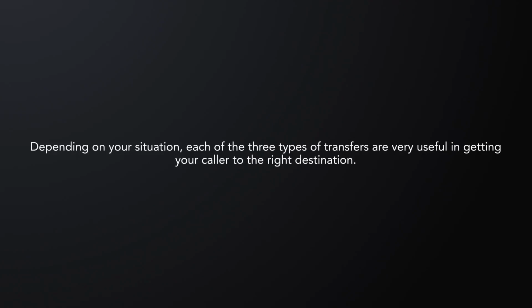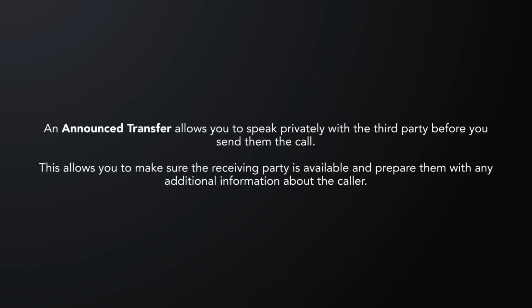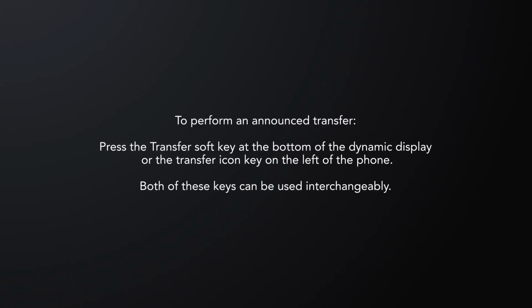Depending on your situation, each of the 3 types of transfers are very useful in getting your caller to the right destination. First, an announce transfer allows you to speak privately with the third party before you send them the call. This allows you to make sure the receiving party is available and prepare them with any additional information about the caller. To perform an announce transfer, first press the transfer soft key at the bottom of your dynamic display, or the transfer icon key on the left of the phone. Both of these keys can be used interchangeably.